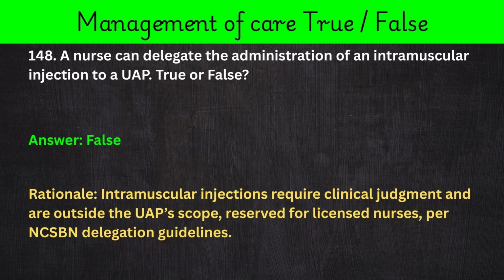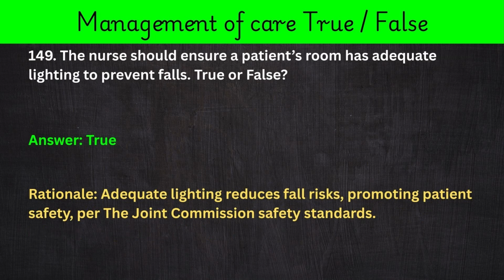148. A nurse can delegate the administration of an intramuscular injection to a UAP. True or false? Answer: false. Rationale: intramuscular injections require clinical judgment and are outside the UAP's scope, reserved for licensed nurses per NCLEX-PN delegation guidelines.